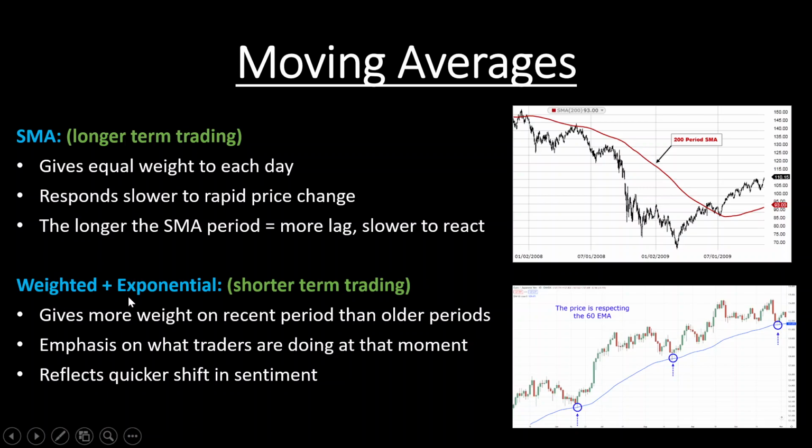So if we take a look at the weighted and exponential, it's for shorter term trading. It gives more weight on recent periods than older periods. Emphasis on what traders are doing at the moment. It reflects quicker shift in sentiment. Now, it does seem that with emphasis on what traders are doing at the moment, the EMA would be better, but it does lead to a lot of fake outs.